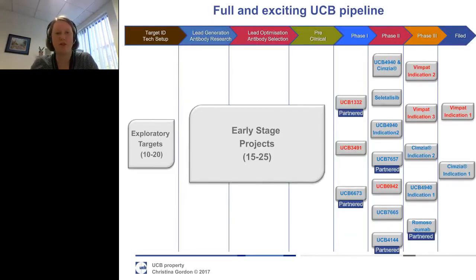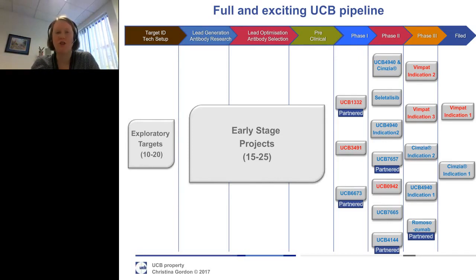So here I wanted to show you our full and exciting UCB pipeline. Throughout the project progression, you can see that we've got quite a number of exploratory targets, about 10 to 20 in the early stages. Then we have our early stage projects, about 15 to 25 at any one time, through to the preclinical phase. And then in our clinical phases, we've got quite a number of neurology projects, here seen in red, and immunology projects, here seen in blue.